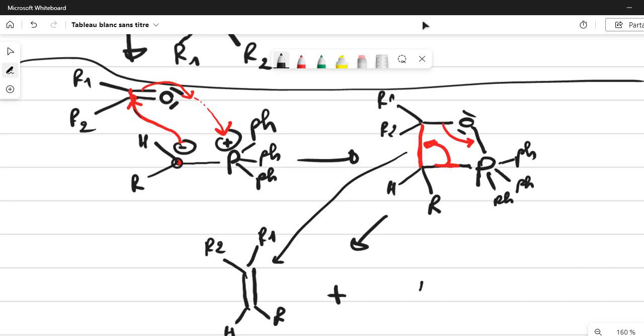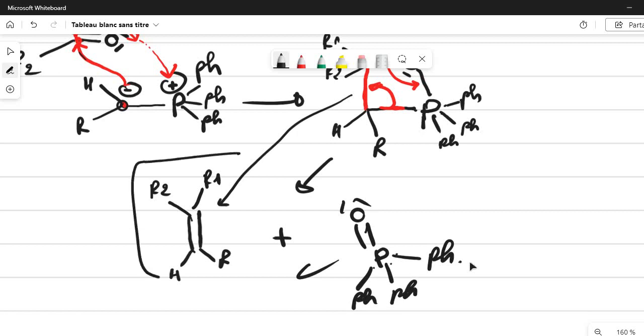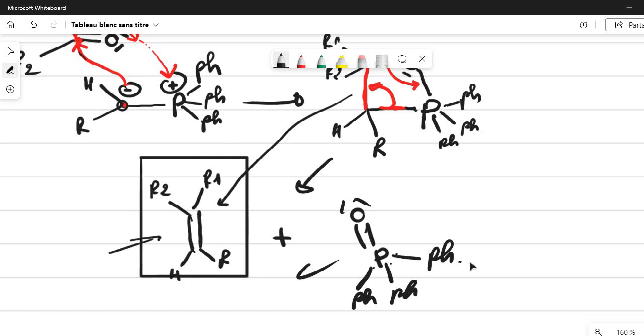Plus, the other molecule is an oxygen here, P, and three phenyl groups. So this one is the main product. We formed an alkene. So using the Wittig reaction, we form an alkene.